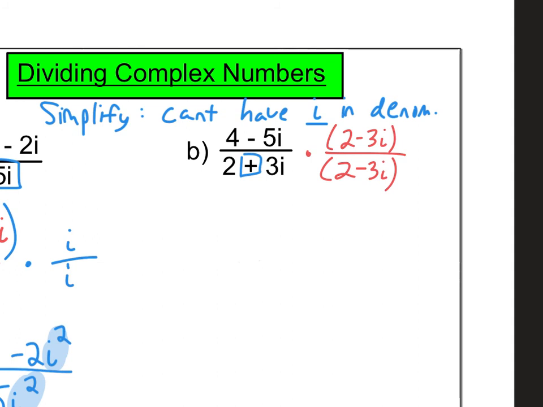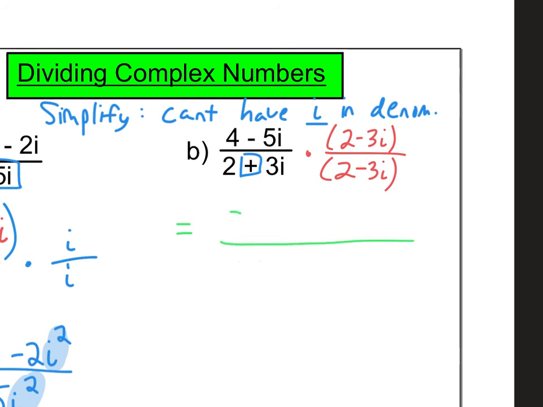And again, just think ahead about what's going to happen. The denominator, 2 plus 3i times 2 minus 3i, since they're conjugates, right, they have different signs, it's going to end up being a real number. Okay, and we'll just simplify some things in the numerator and see what happens. So I'm going to FOIL out the numerator.